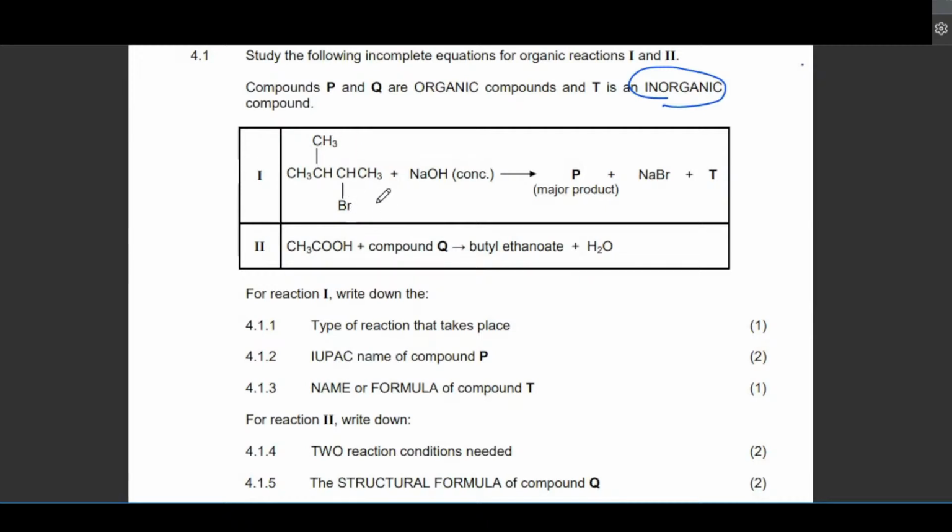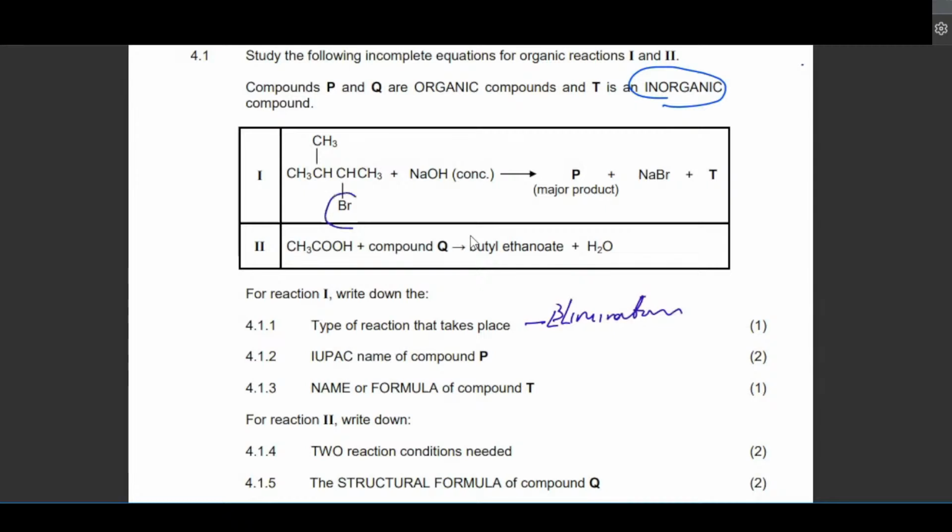You have this bromide and sodium hydroxide, but this is concentrated. So it means that OH is not in abundance. Therefore, the OH won't be added to this, so it can't be substitution. This one is going to be removed because of the concentrated sodium hydroxide. So it means that P is going to be an alkene. So the answer could be elimination.